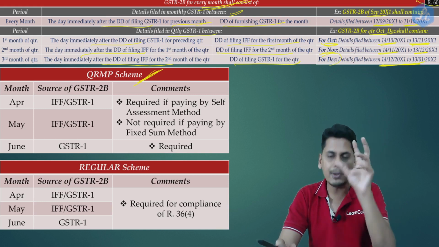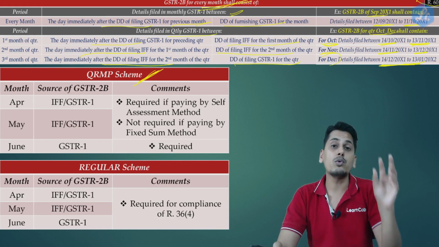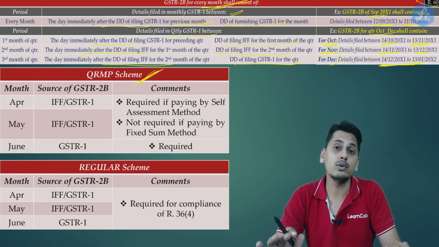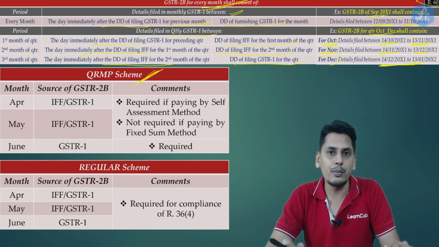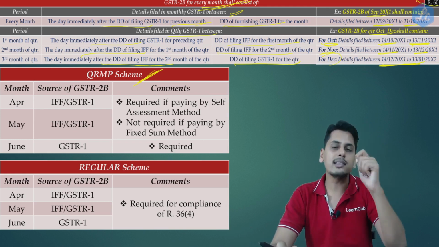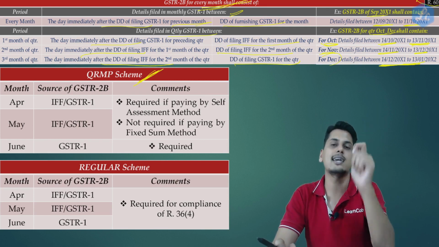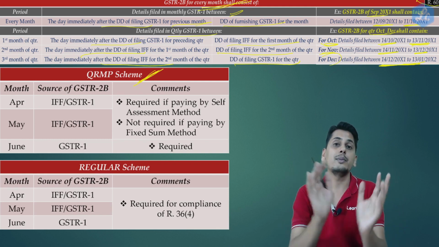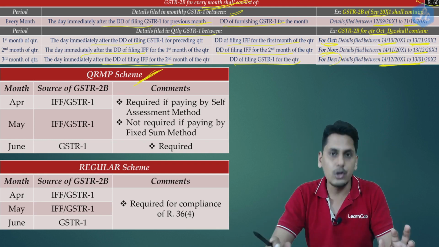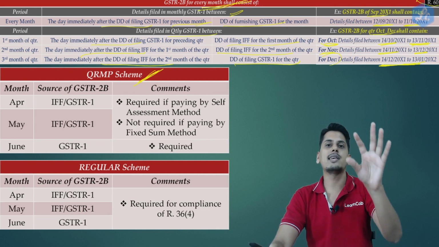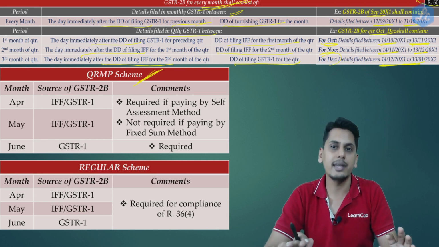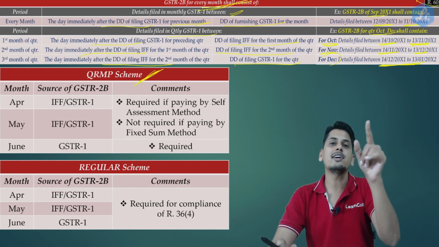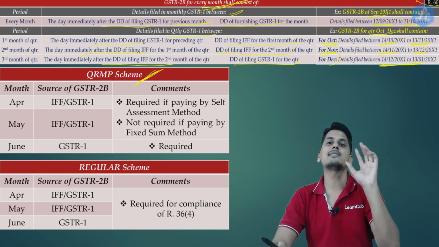I'll have to compute my total output tax. I will have to compute my total input tax credit according to Rule 36(4). According to Rule 36(4), I will have to compute my input tax credit, and that is going to be based on GSTR2B. So for the entire quarter, my output tax, and for the entire quarter, my input tax credit according to GSTR2B. Then I would say what is the total liability which I am supposed to discharge by cash, minus the liability already deposited in the first and second month using the fixed sum method. The difference amount I am supposed to pay.